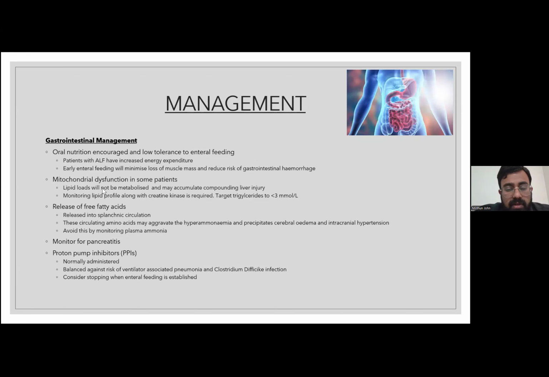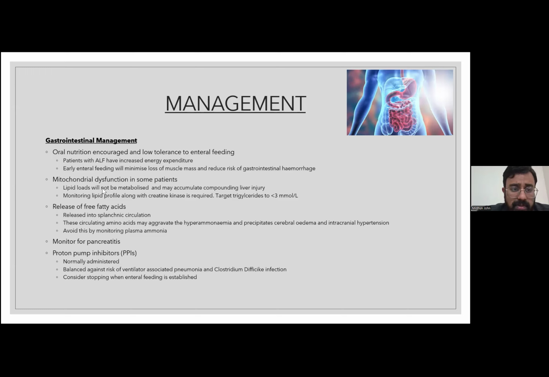So the next one is our gastrointestinal management. Oral nutrition is encouraged with the low tolerance to enteral feeding. So rather get the gut working quite early on. Patients with ALF usually have an increased amount of energy expenditure and are using quite a lot. So feeding them earlier on will minimize the loss of muscle mass as well as reduce the risk of gastrointestinal hemorrhaging. As we all know, post transplantation, nutrition plays a vital role to recovery after transplantation, and obviously with them getting better as well.